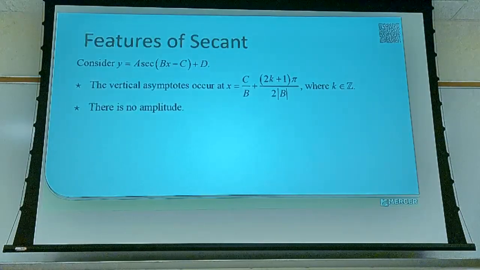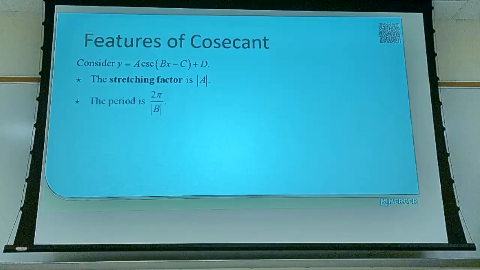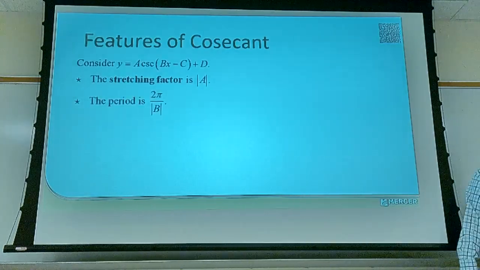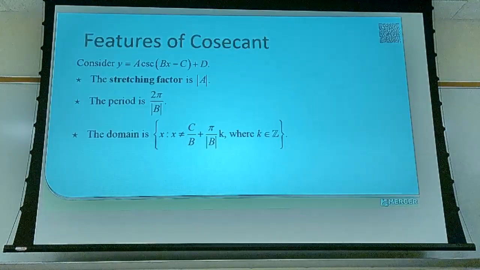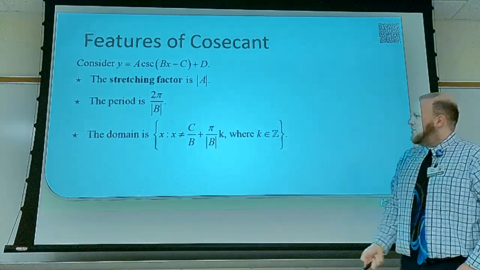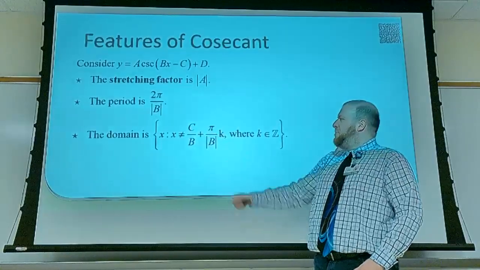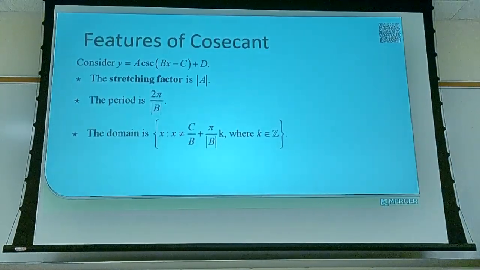Because of how similar sine and cosine are, secant and cosecant are also very similar. So a lot of these features of cosecant are the same. Stretching factor absolute value of A, period 2 pi over absolute value of B. Domain, now everything except when sine is 0. And so x is not equal to C over B plus pi over absolute value of B times K, where K is an integer.